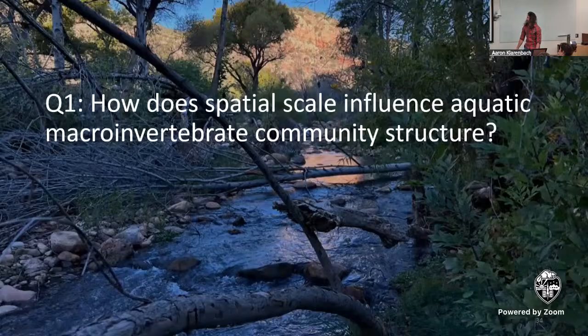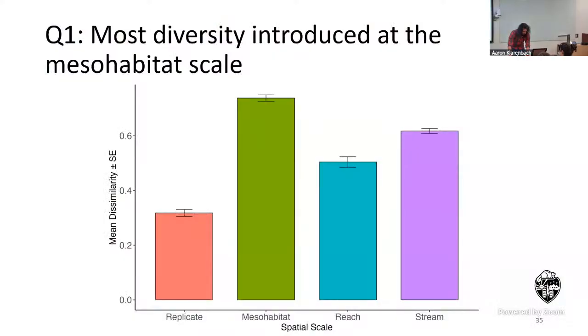So back to that first question: how does spatial scale influence aquatic macroinvertebrate community structure? So we have this figure here. This shows the different spatial scales that I talked about on the x-axis, and mean dissimilarity on the y-axis. So we essentially started with a species by site matrix.